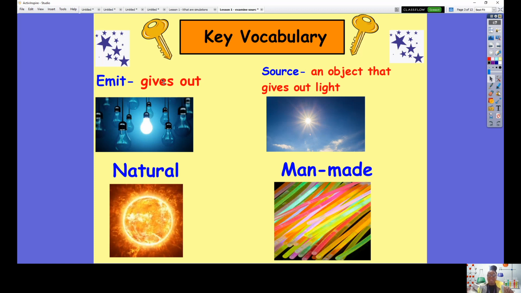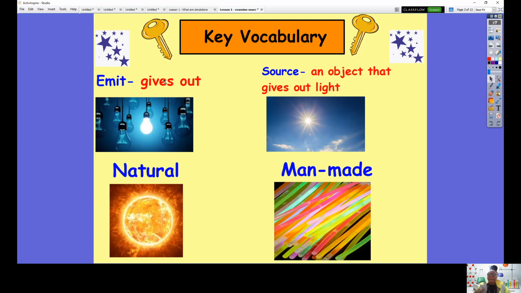Natural. Natural light sources are sources that already exist without humans creating them. For example, the sun. You cannot make the sun, it was already there. It's a naturally occurring source. I'm doing that action because it means it was already there. We can't change it, we can't make it, it's natural.